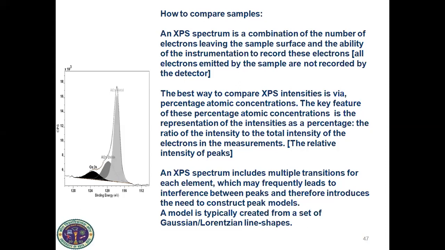An XPS spectrum includes multiple transitions for each element also. So one peak is at a certain binding energy, another peak is at another binding energy, and so on, which may frequently lead to interference between peaks and therefore introduces the need to construct peak models. These peak models include Gaussian and Lorentzian line shapes. By deconvoluting these peaks into several peaks of Gaussian or Lorentzian or a combination of both, we can find out the different compositions respectively.